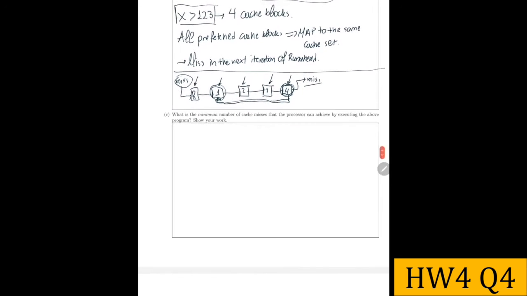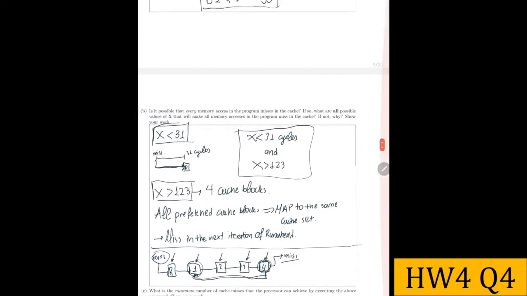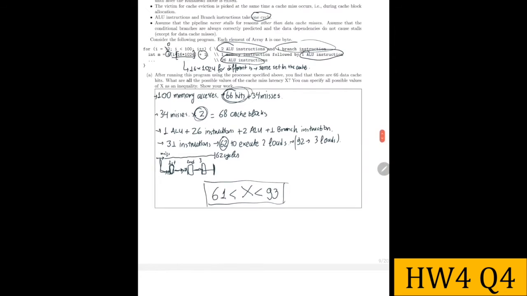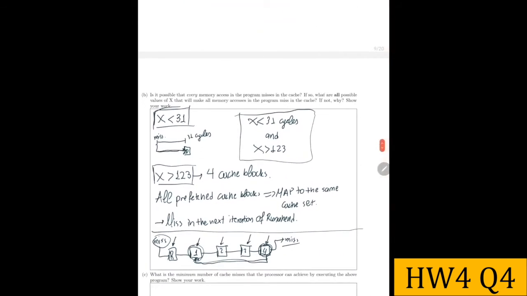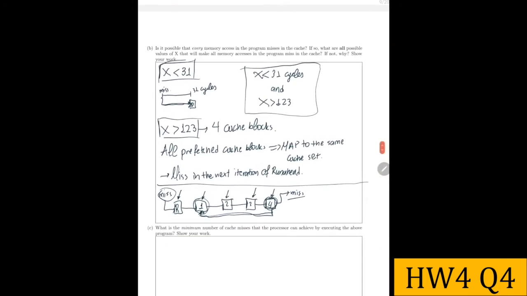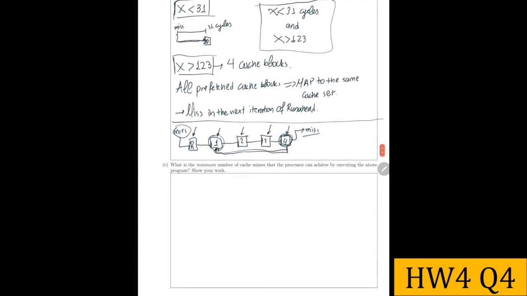So what is the minimum number of cache misses that the processor can achieve by executing the above program? Okay, we saw here a case where we were able to prefetch two cache blocks. And we saw here that also if we prefetch 4, it is a problem. So we will search what's going to happen if we are able to prefetch exactly 3 cache blocks. To prefetch exactly 3 cache blocks, based on the equations we wrote before, we need the latency to be between 92 and 124.